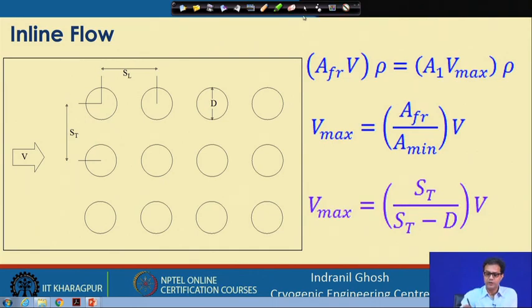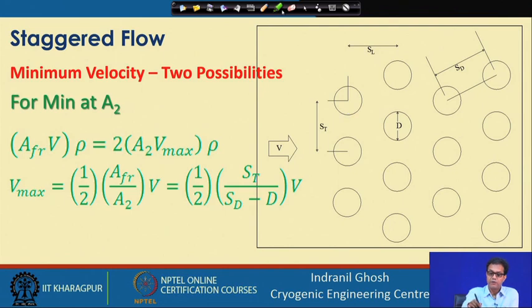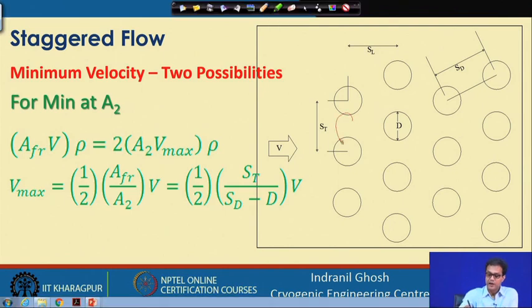Similarly, if we look into the staggered configuration, we have two possibilities. The minimum free flow may occur at this point, or depending on the configuration, there is a possibility that the minimum free flow can also be at this location. So, we have to look for these two possibilities. One is A1, which we have already seen, and the other possibility is A2, if we find the minimum area and the maximum velocity at A2.